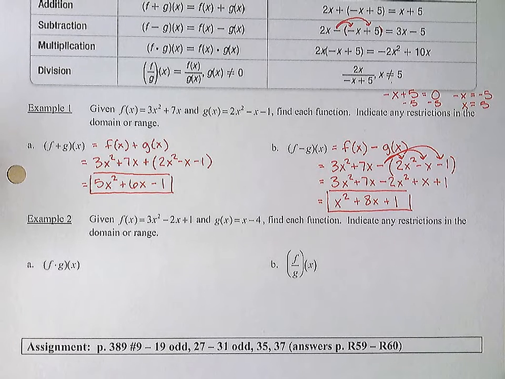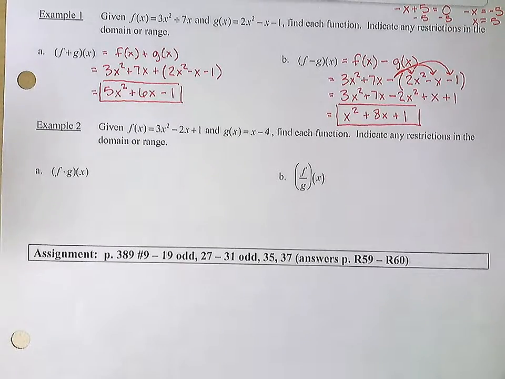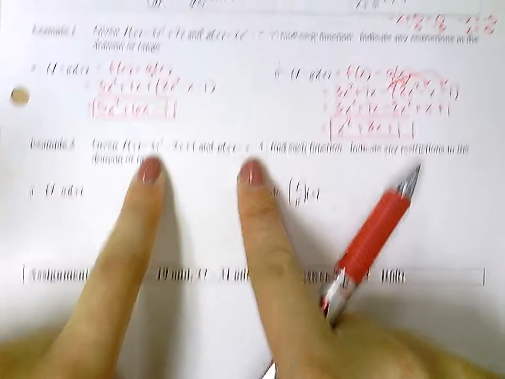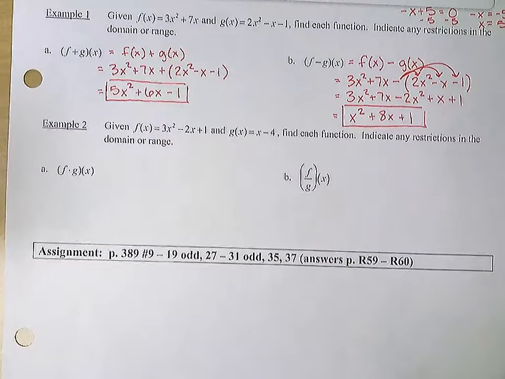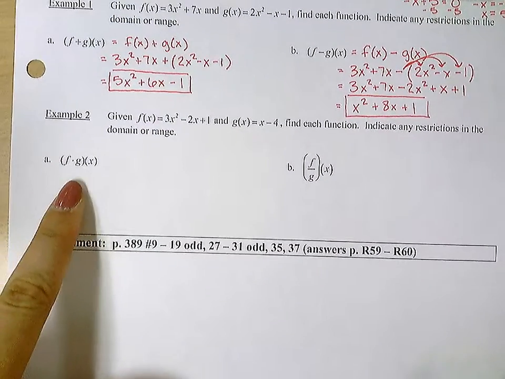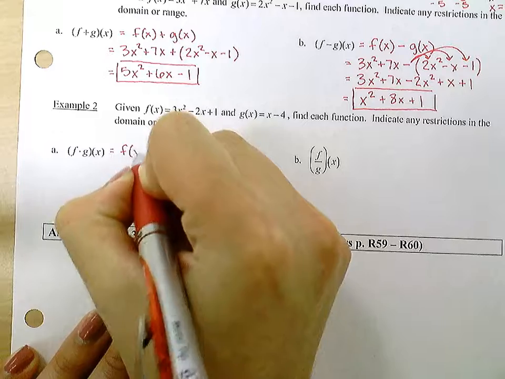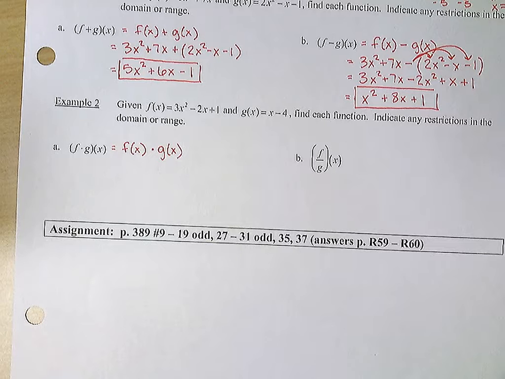Okay, questions on addition or subtraction of those functions? All right, then in example 2, we're going to move into multiplication and division of functions, but now we're given two different functions. So we're not using these same ones here. For letter A, we want to take f times g of x. That's the same as f of x times g of x. So we're just multiplying the two functions together.